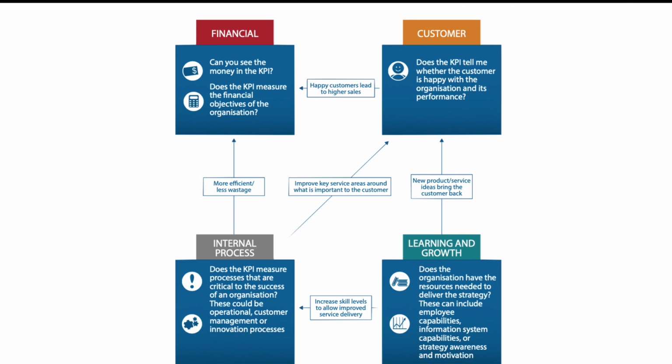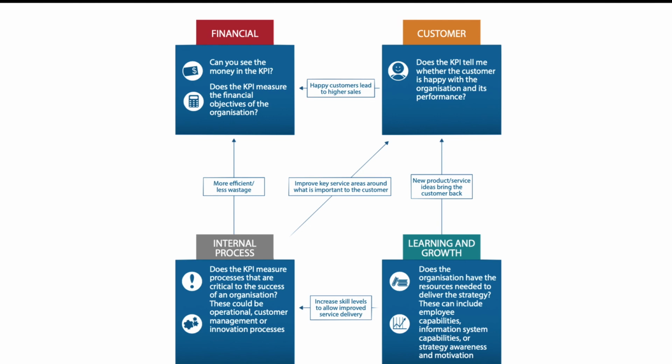Now if we talk about learning and growth, because it is regarding the employees, the organization has the resources needed to deliver the strategy. These can include employee capabilities, information system capabilities, or strategy awareness and motivation. If this is working, then increased skill level allows improved service delivery. So if the employees' skill level is good and the service delivery has improved, it means the internal process will be good. That's why it's interlinked.